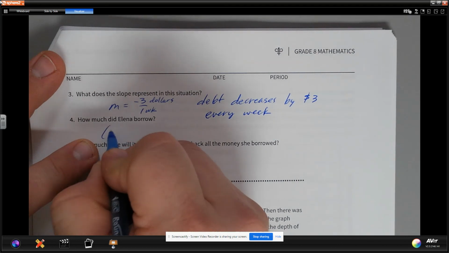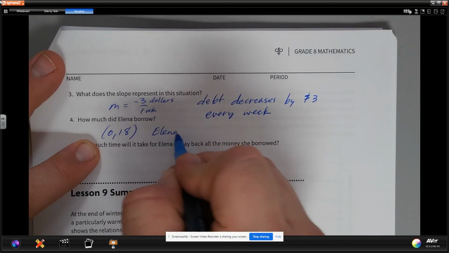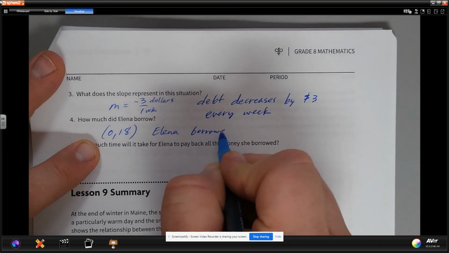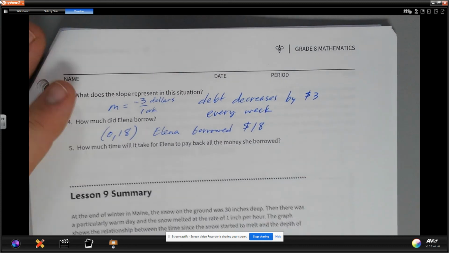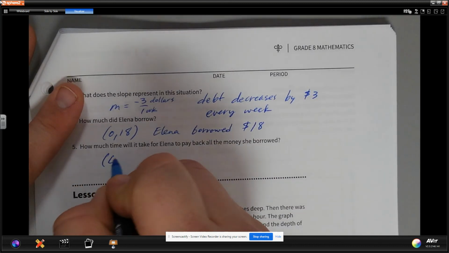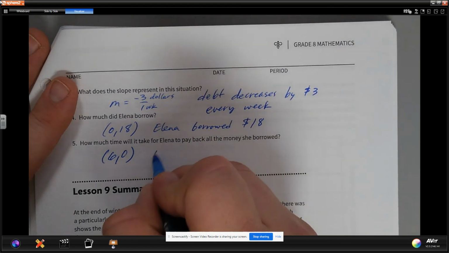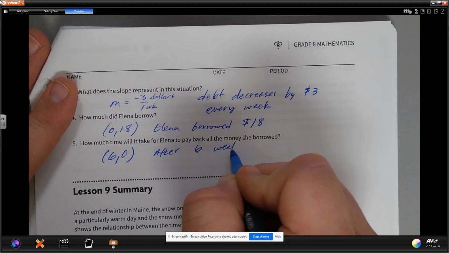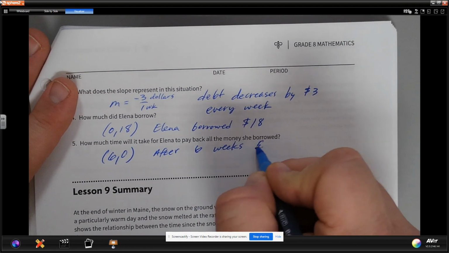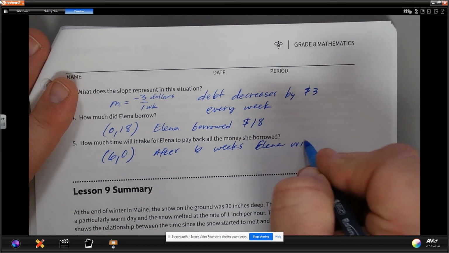How much does Elena borrow? The y-intercept is at 0, 18. So Elena borrowed $18. How much time will it take Elena to pay back all of the money she borrowed? We saw on the x-axis that we were at 6 and 0. So after 6 weeks, Elena will have paid all the money.